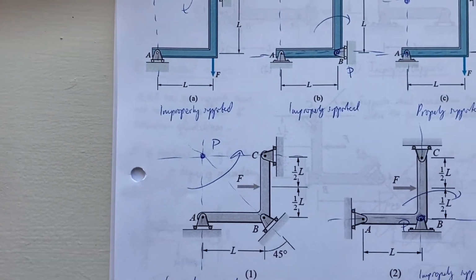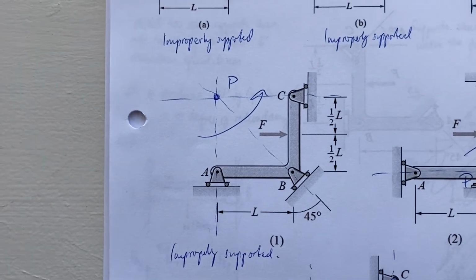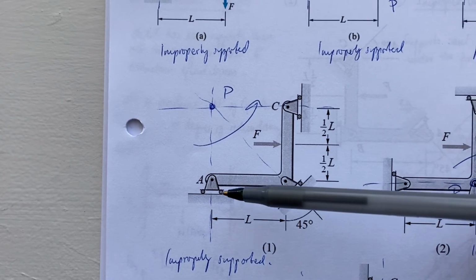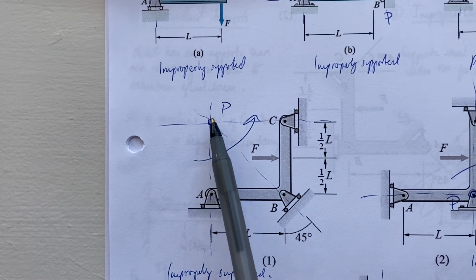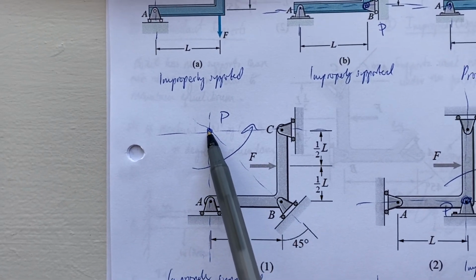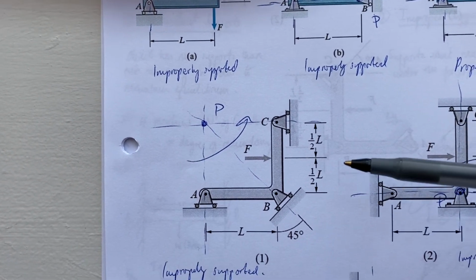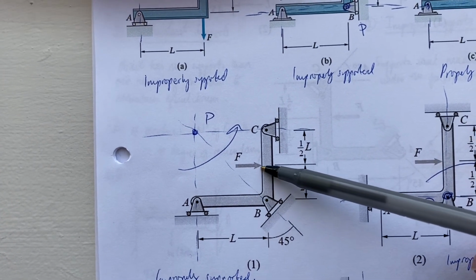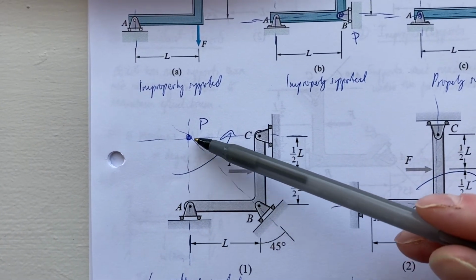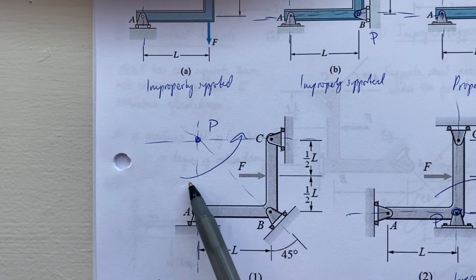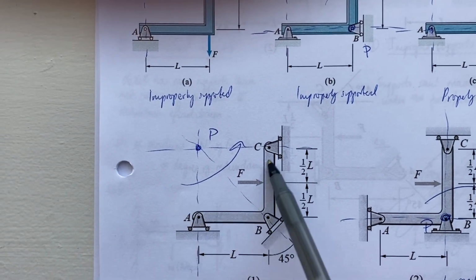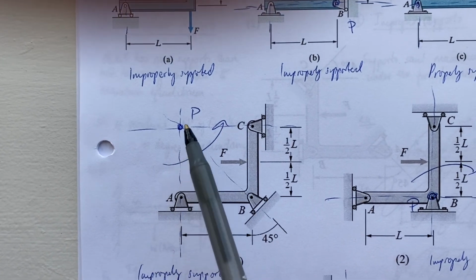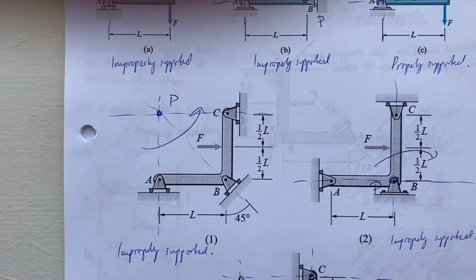So let's have a look at one more. Let's have a look at this one. So we have 3 roller supports. They all exert a normal reaction, and therefore they all intersect at this point P. We have a force vector down here which is offset from point P, so it's got a perpendicular distance associated with it, half L, right? So it's exerting again a counterclockwise moment about P, and therefore this system is improperly supported.